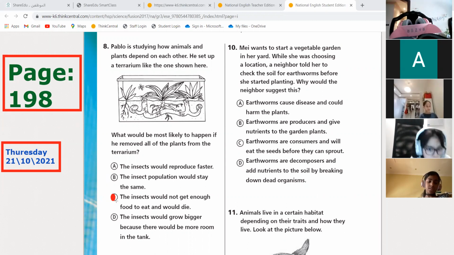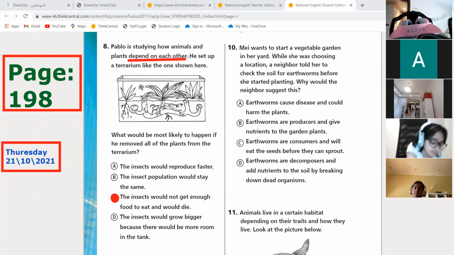Excellent. Why? Because inside this terrarium, there's only a little plants. They depend on each other. This is the key word. They told you that they depend on each other. If they depend on each other, that means they need each other. The insect needs the plant and the plant needs the insect. If one of them is not there, the other one will die. This is what I mean by depend on each other.